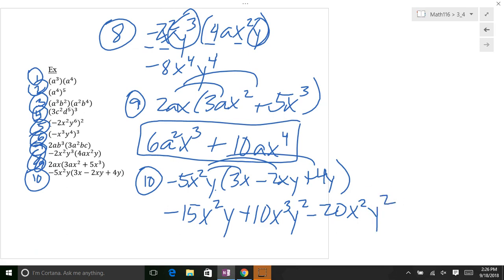Make sure there's no other like terms, there's no other x squared y's, there's no other x cubed y squareds, there's no other x squared y squareds on the end either, so there's nothing to combine.